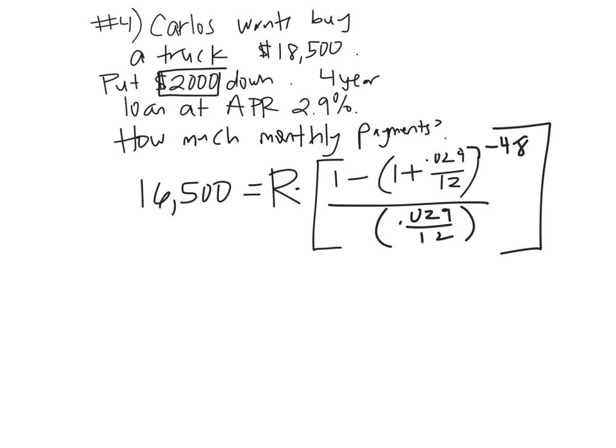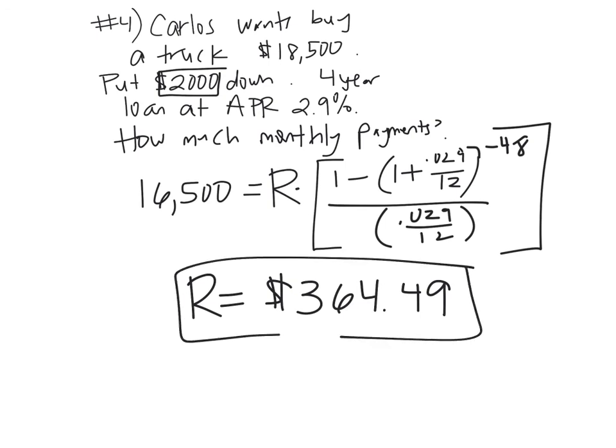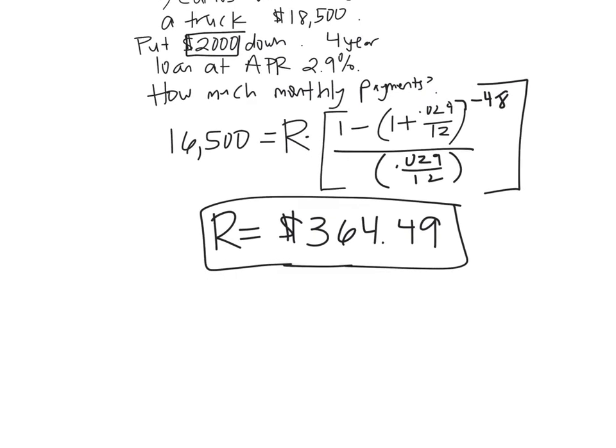And there it is. So Carlos needs to make payments of $364.49. So each month his truck payment is going to be due. He's going to have to pay that, and then at the end of 4 years, that's what it'll be. Now, you could also calculate how much you actually paid for your truck, which a lot of people don't like to do. The truck is $18,500, but you're going to pay more than that because you're financing it.